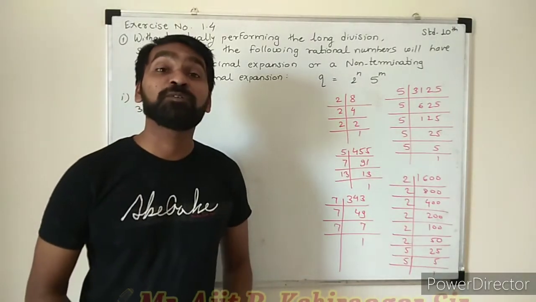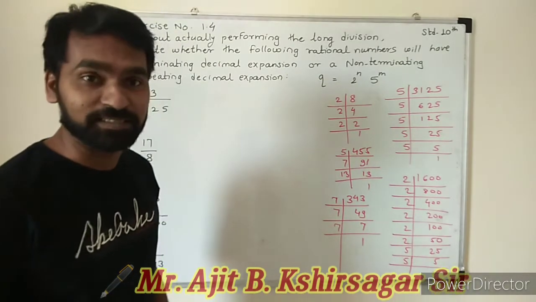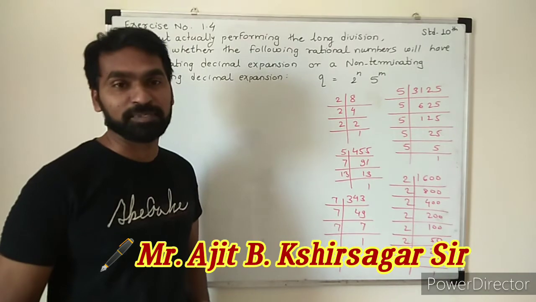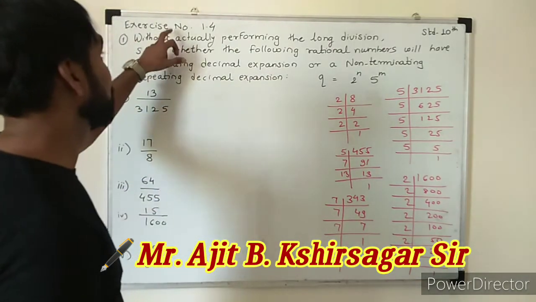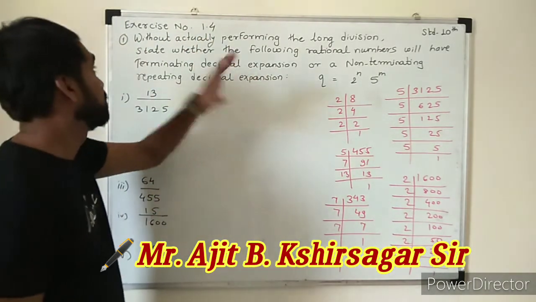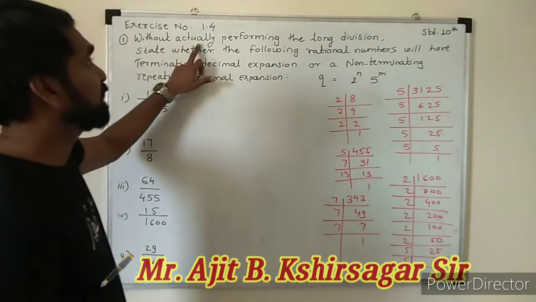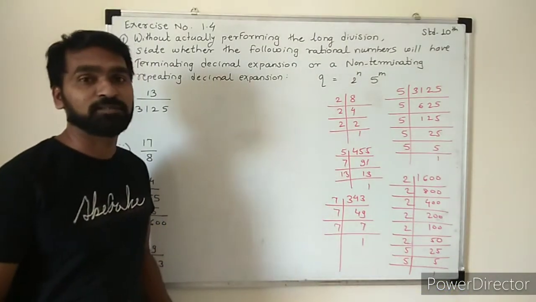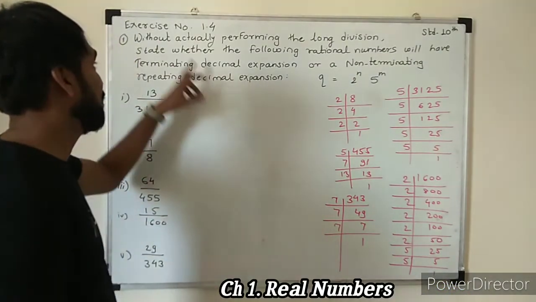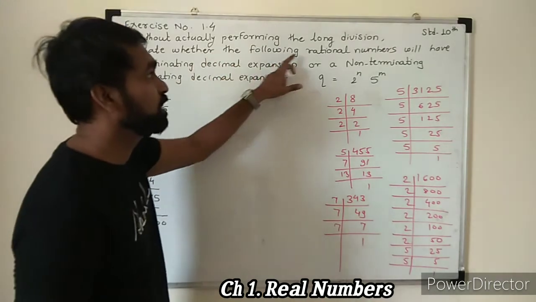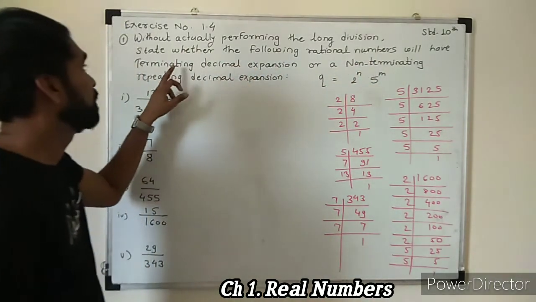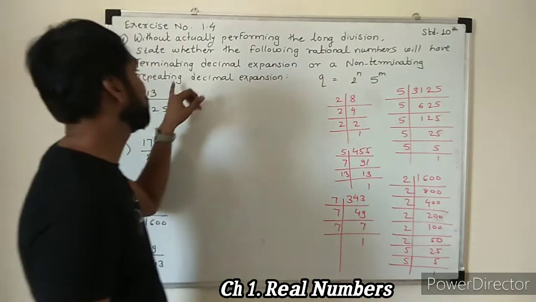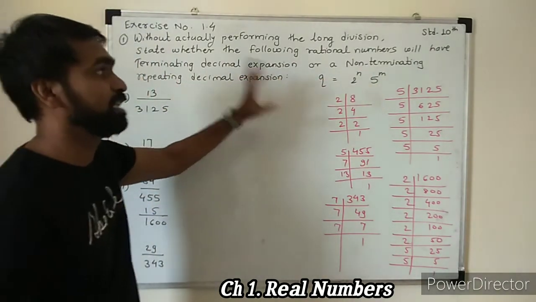Hi students, today we are studying the next exercise, the last exercise for this chapter, chapter number one, Real Numbers. See exercise number 1.4. First see the question: without actually performing the long division method. All of you know the long division method, that is the division part. Now state whether the following rational numbers will have a terminating decimal expansion or a non-terminating repeating decimal expansion.